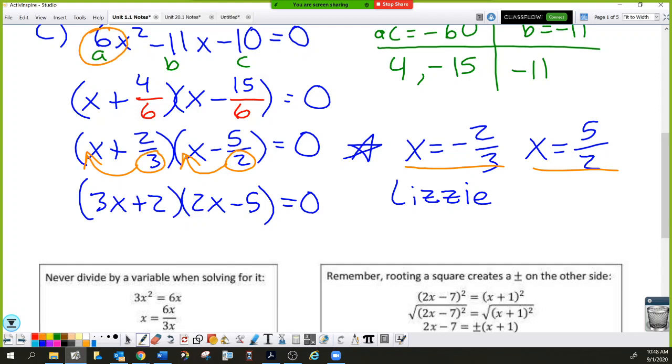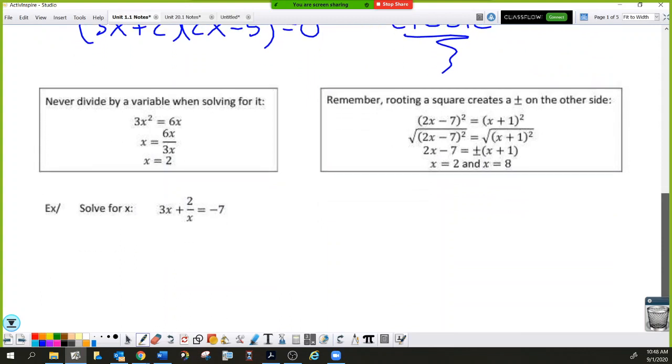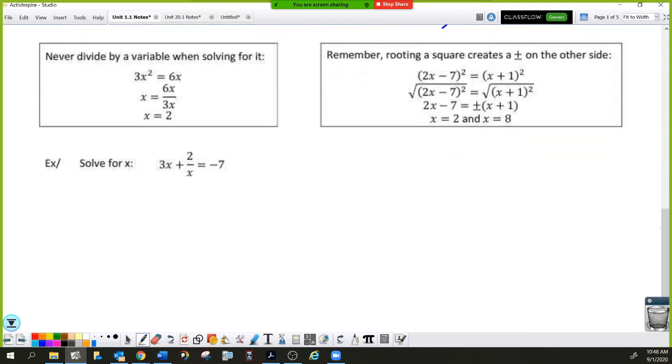Okay, so like I said, you need more? Go check it out. Couple things you need to remember when you're solving for x. Never, ever, ever, and this is when you're solving, divide by a variable. Never divide by a variable. Because when you divide by a variable, you have instantly eliminated one of your solutions. So never divide by a variable.